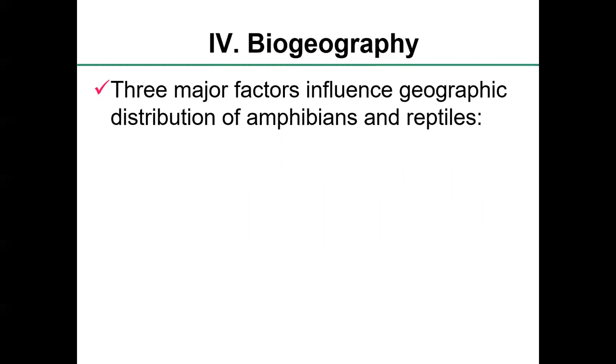In the last couple slides, I want to talk about biogeography. Biogeography refers to patterns of geographical distribution. So we've talked a couple of times about some of the factors that limit the distribution of amphibians and reptiles. So think about the natural history of all of our various groups that we've talked about. There are three major factors that influence the geographic distribution of herps. The first is climate. Animals will not occupy areas where their physiological tolerances will be exceeded.